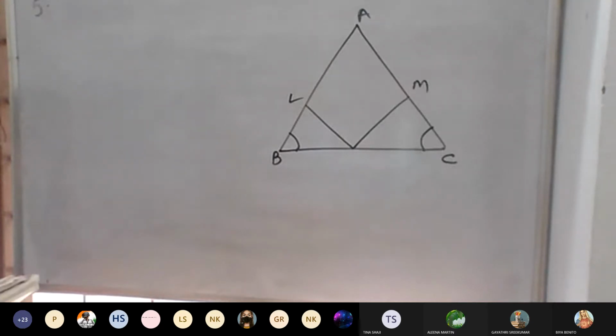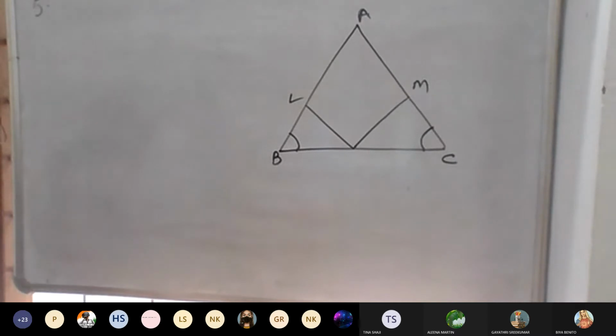The next step: the perpendiculars from B and C to the opposite sides are equal. So first we can do the first part, and after that we can discuss the second one. Triangle ABC, angle B is equal to angle C. Prove that the perpendiculars from the midpoint of BC to AB and AC are equal.